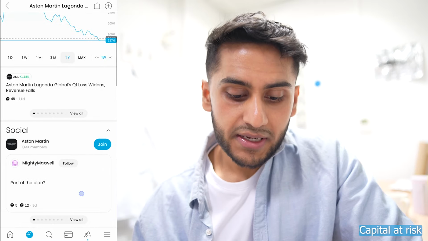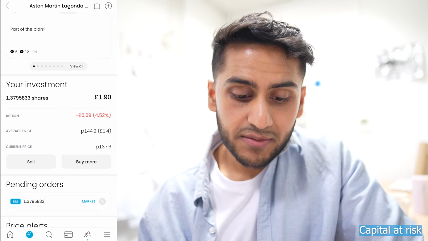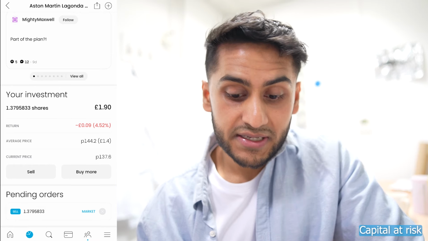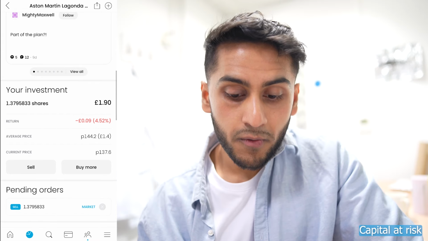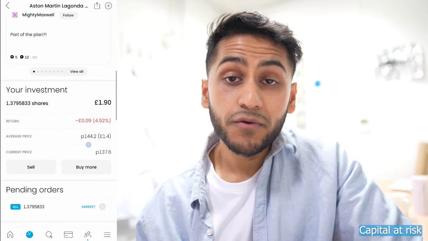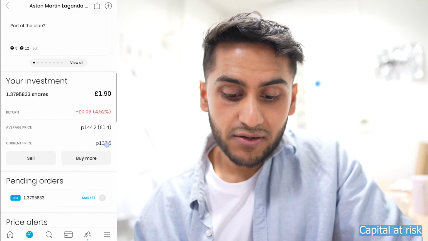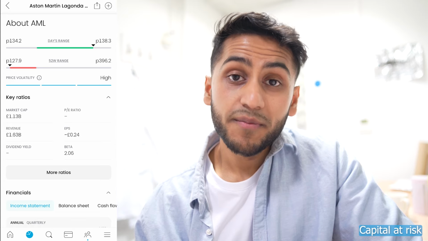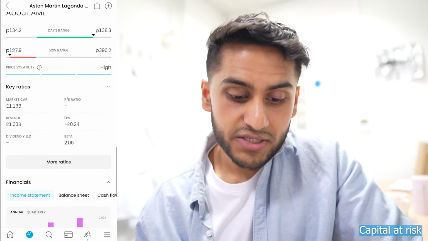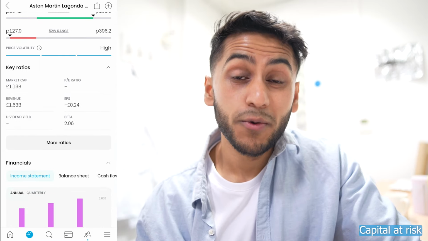Now with any company here, when you scroll down, you can see a bit more detail about your investment. So with Aston Martin, you can see that I have 1.37 shares and the current value is 190. You can also see the return that we've seen before, but you can also see the average price that I bought it for. So I bought it for 144.2 pennies or £1.40, and the current price here, you can see it has gone down. You can also find a bit more information about each stock, for example, the market cap, the revenue, the price to earnings ratio, the dividend yield if it has one, and some other figures that you probably don't have to go into as a beginner.